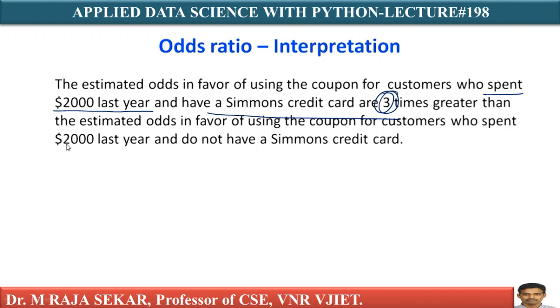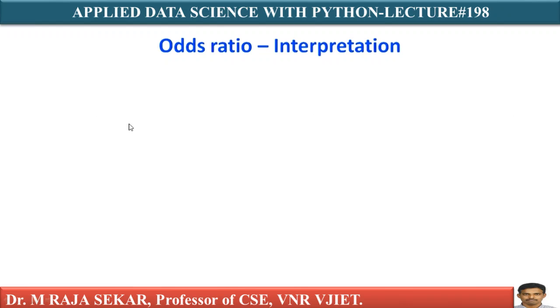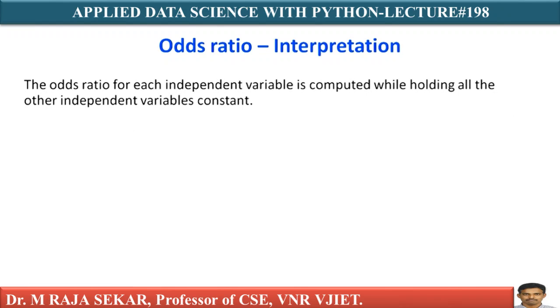3 times greater than the estimated odds in favor of using the coupon for customers who spent $2,000 and do not have Siemens credit card. This is with Siemens credit card. This is without Siemens credit card. With Siemens credit card, you are getting 3 times greater than without Siemens credit card. It's a simple interpretation. Anybody can understand. The odds ratio of each independent variable is computed while holding all other independent variables constant.